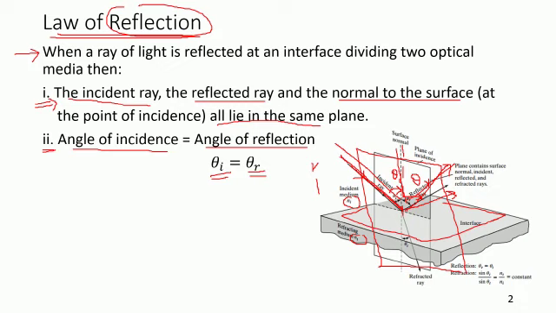And secondly, these two angles must match, these must have the same value. So for example, if light is being incident on this surface and it is making an angle of 30 degrees with the normal, then the light must be reflected in such a way that the angle between the normal and the reflected ray will again be 30 degrees.